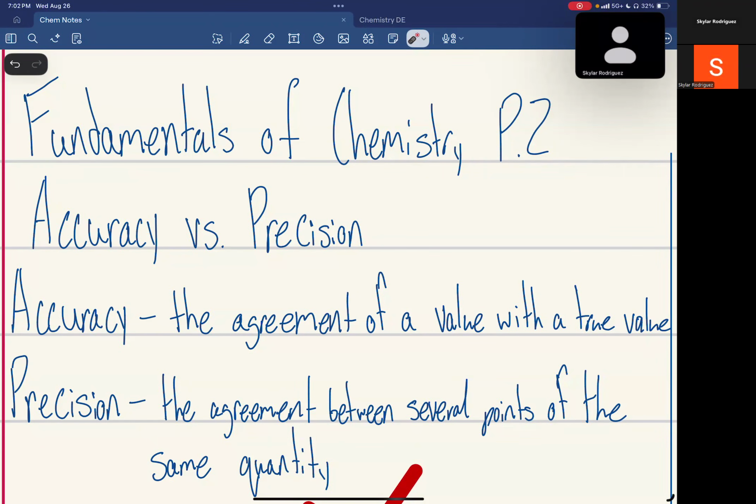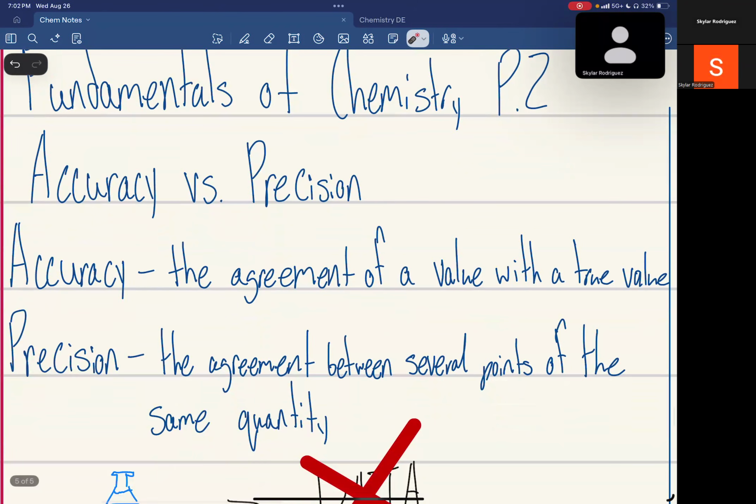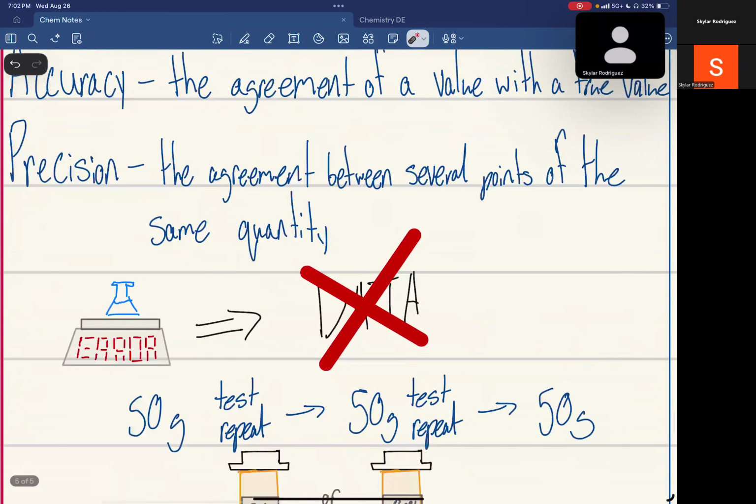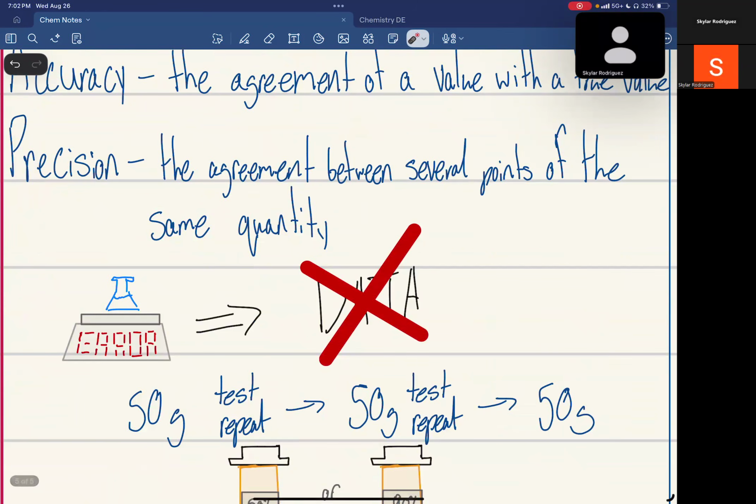We're going to start with accuracy versus precision and how it is implemented in chemistry. Accuracy refers to the agreement of a value with a true value. Precision refers to the agreement between several points of the same quantity. Accuracy is important as it ensures calculations reflect real-world chemical properties. This can be applied to checking if a scale is properly calibrated. An inaccurate scale would not give a correct value, possibly skewing your experiment and data.